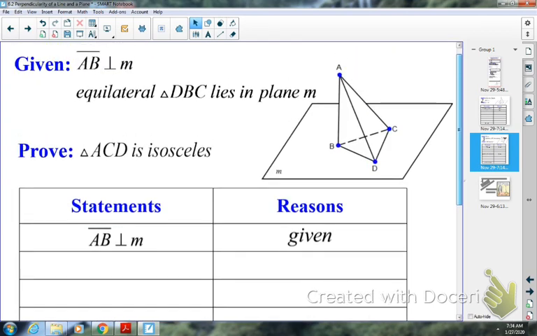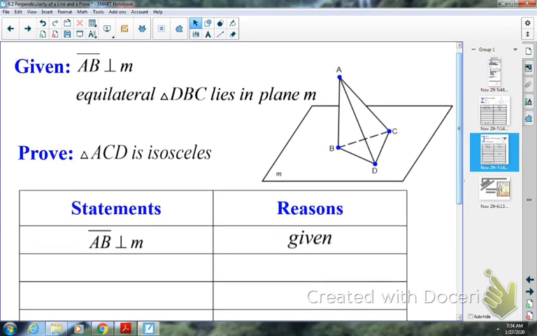Okay, so this time we are given that segment AB is perpendicular to plane M and that we have equilateral triangle DBC lies in plane M. And we are trying to prove that triangle ACD is isosceles. So to prove a triangle is isosceles, you have to prove at least two sides are congruent.